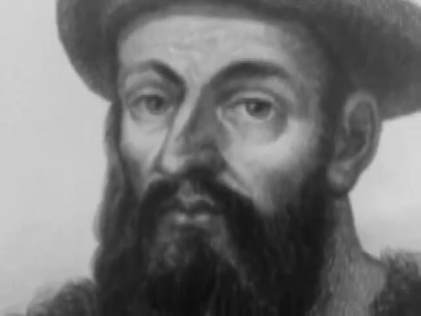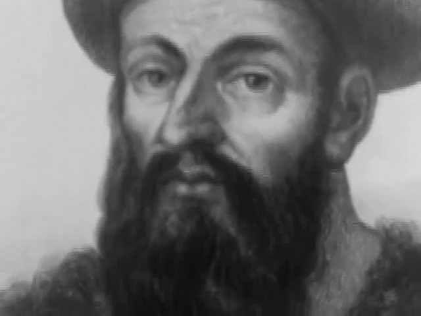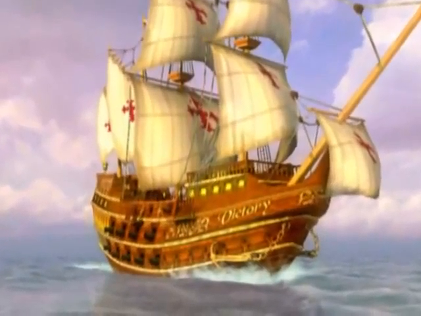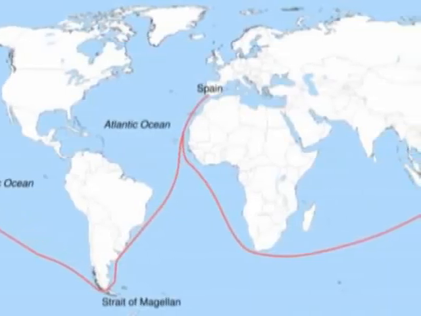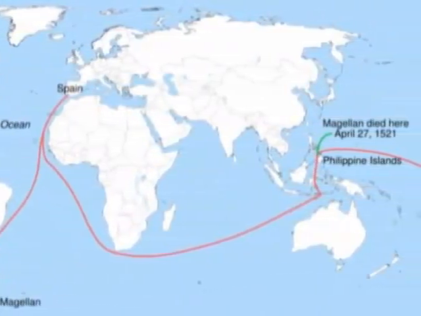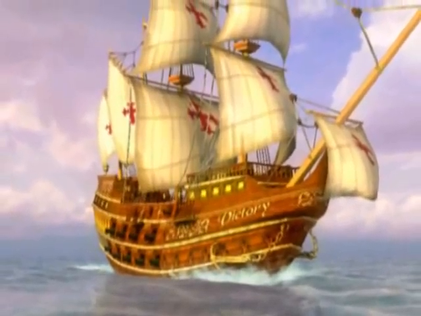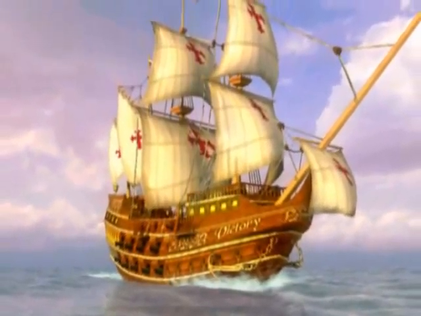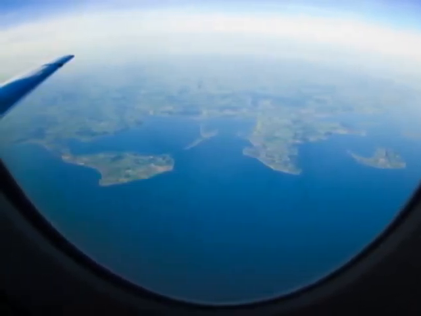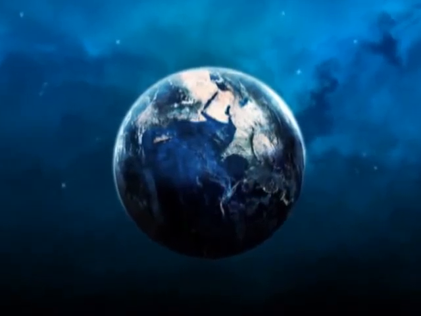About 400 years ago, the explorer Magellan sailed westwards. After 3 years, his ship returned to the same point. The ship had sailed around the world and proved that the earth is round. Today, we know for sure that the earth is round.